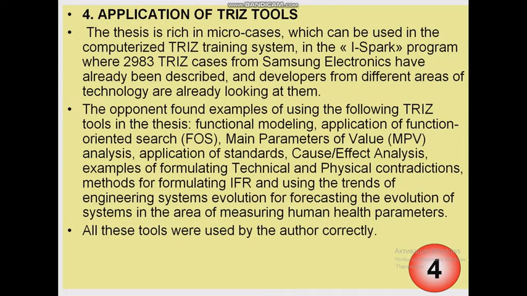First of all, function modeling, application of function-oriented search, main parameter of value analysis, application of 76 standards, cause-effect chain analysis, examples of formulated technical and physical contradiction, method of formulated ideal final result, and using the trends of engineering system evolution for forecasting of the evolution of the system in the area of measuring human health parameters. All tested tools were used by the authors correctly.